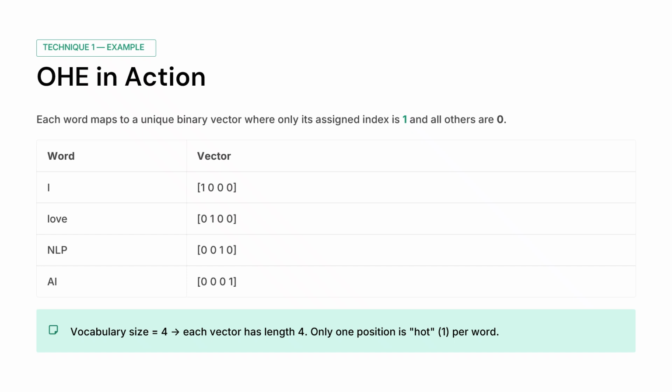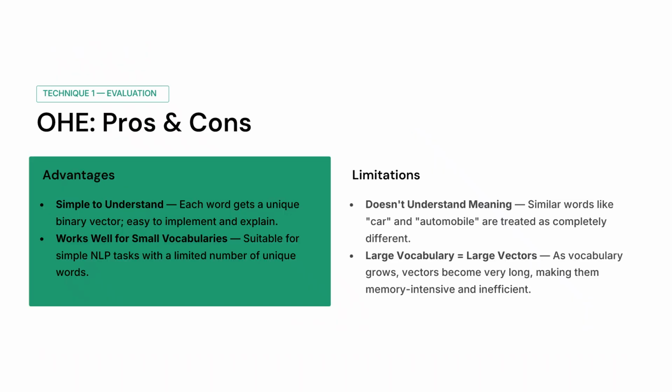So here let's take an example. Suppose we have a sentence, I love NLP AI. Here we represent each of the words in the following way. As you can see, one of the places is 1, which is the index assigned to that particular word, and all the remaining positions are 0. Hope it's pretty clear. So here are a few advantages and limitations of one-hot encoding.